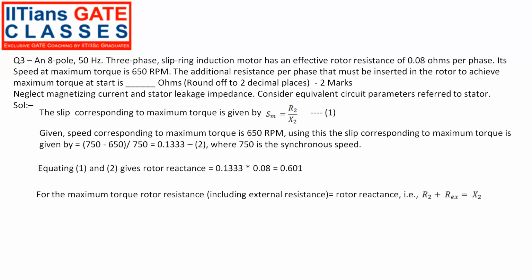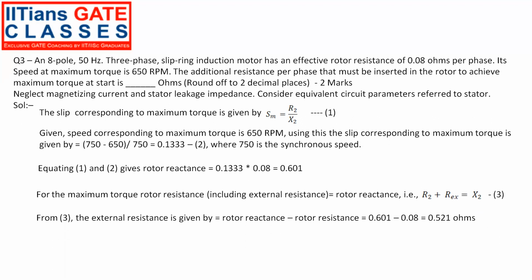We know X2, that is 0.601. We also know R2, that is 0.08. If you take the difference of these two, you get the external resistance that must be inserted in the rotor circuit to achieve the maximum torque at starting, which is 0.521 ohms.